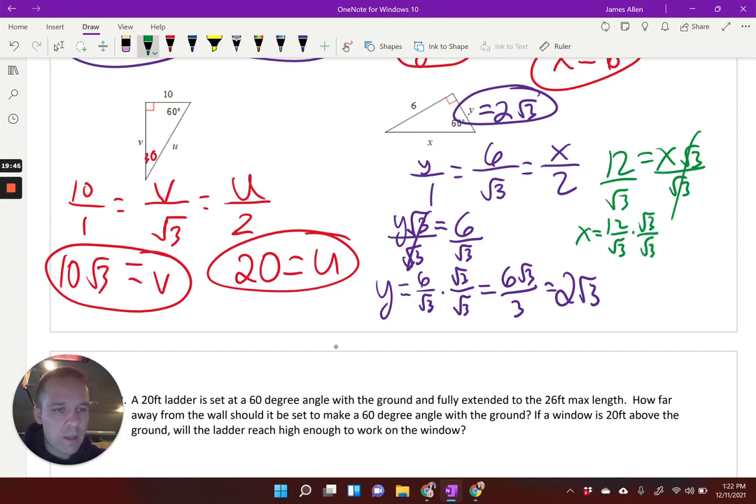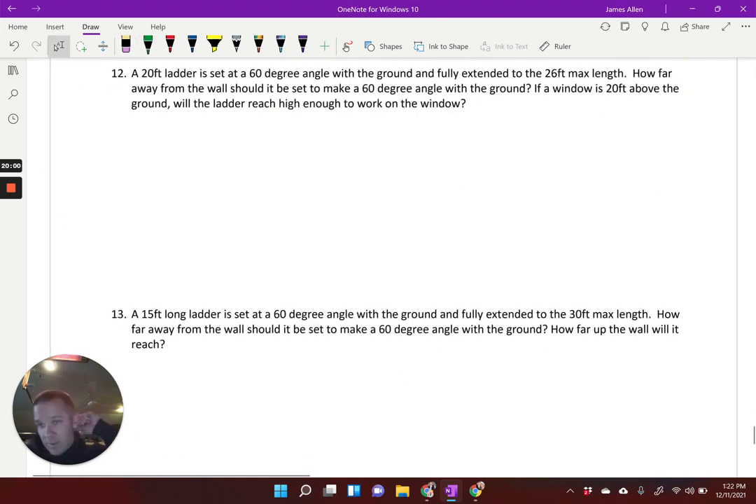Rationalize. And then I get 12 root 3 over 3, which does reduce to 4 root 3. And as we said, it is double the y. 2 root 3 times 2 is 4 root 3. Cool. Woo. Little bit more.